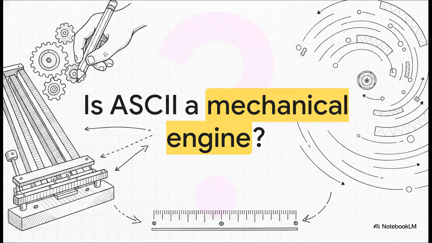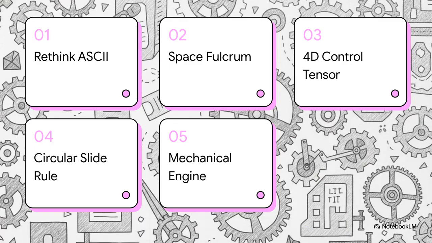What if the characters you type every single day aren't just a flat list, but actually act as physical graduations on a hyper-complex slide rule? It's a fascinating paradigm shift, and we're going to break down exactly how it works. To unpack all this, we'll follow a clear path. First, rethinking the ASCII table. 2, the space character fulcrum. 3, our main focus for today, ASCII's 4D control tensor. 4, the circular slide rule. And finally, a mechanical computing engine.